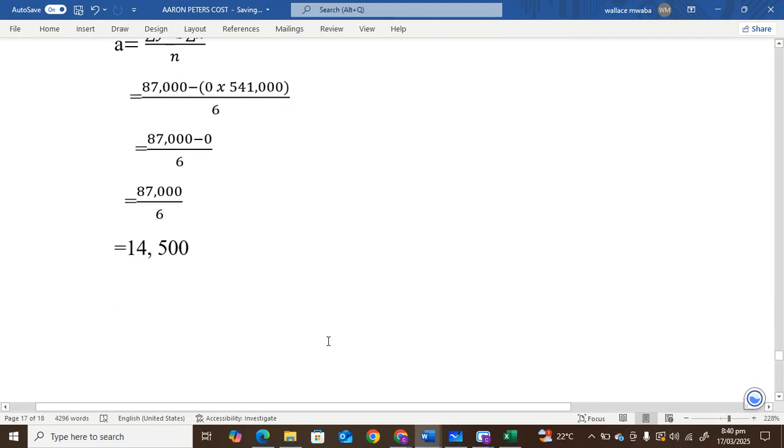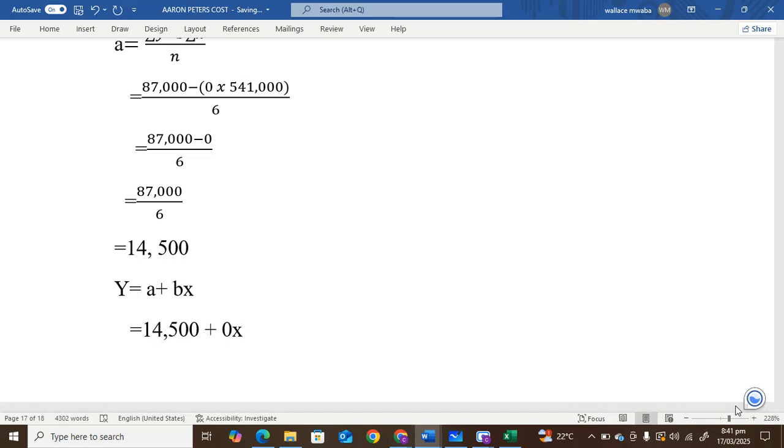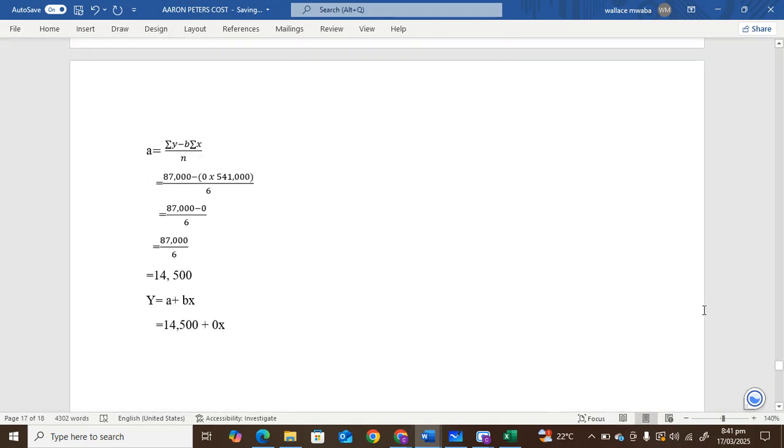So we put it in the equation of a line. Y equals A plus BX. Remember, Y is the total admin costs. So Y equals 14,500 plus 0x. So this is our equation. Any questions, colleagues?